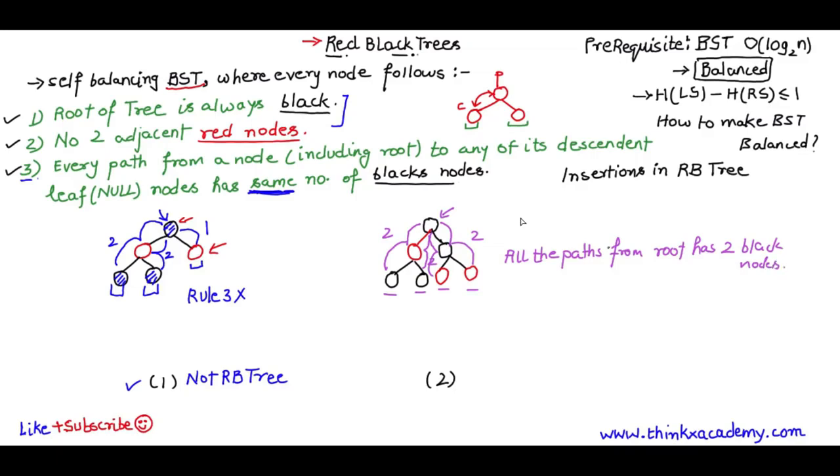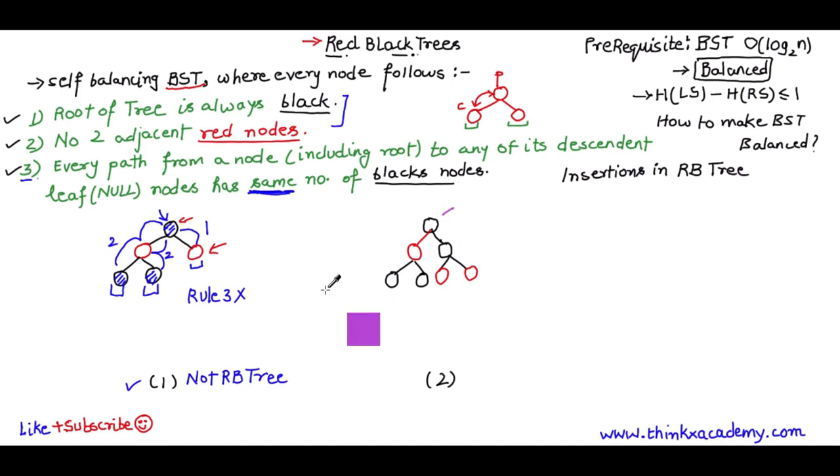But remember that this third condition should satisfy if you pick any particular node. So even if you pick up this node, I'm going to revert back this. So I will remove all the paths. Now we are not going to consider the root node. Now let's consider this node. So when you consider this node, the path from this node to this node contains one black node.